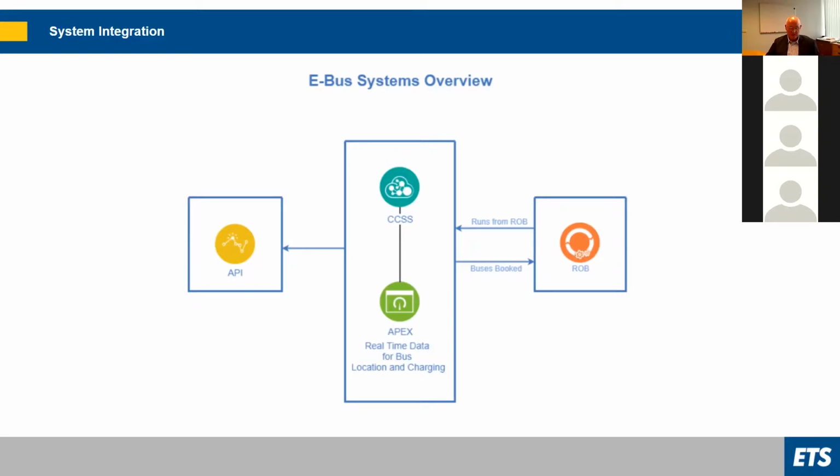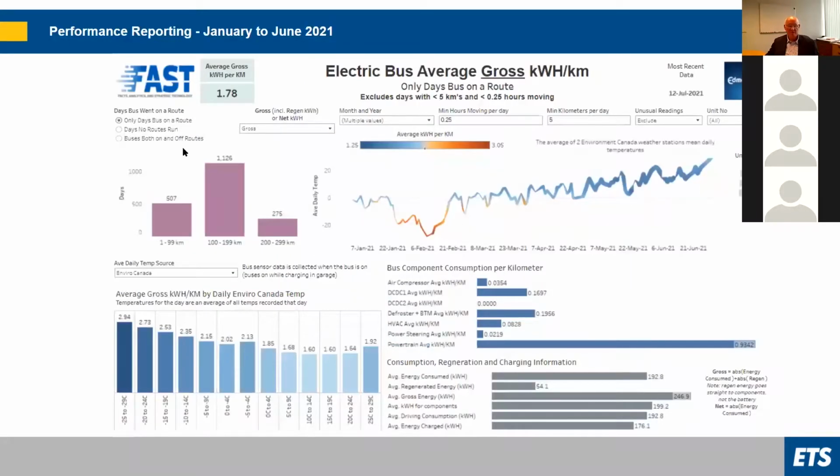And the CCSS system kicks in once the charging commences. It captures all the detailed transactions during that charging event: when it started, when it stopped, how much energy was returned to the bus, the odometer reading and that, which we need to do to generate some of our reports. And then all of this data is sent to a data warehouse where our analytics team blends it with other data such as Environment Canada to help us get a better understanding of the impact of the temperature swings on our electric fleet. So this is what it looks like from our data.